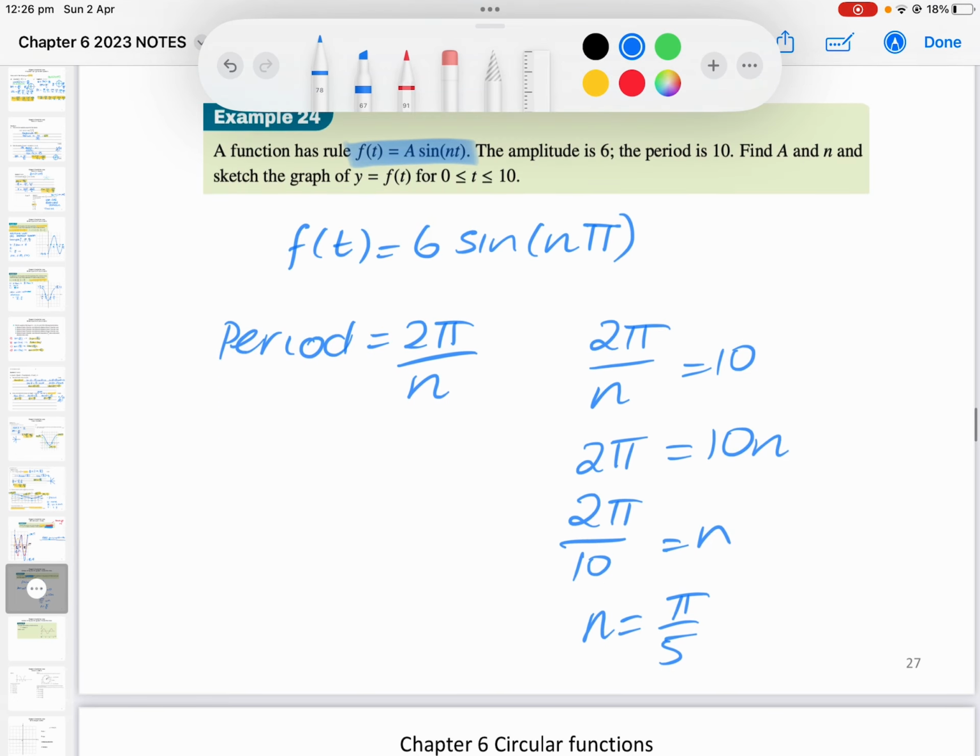So what's the question? Find a and n. We've done that. There's n. Well, there's a, but if I want to find a and n, it should be a equals 6 to make sure I answer the question.